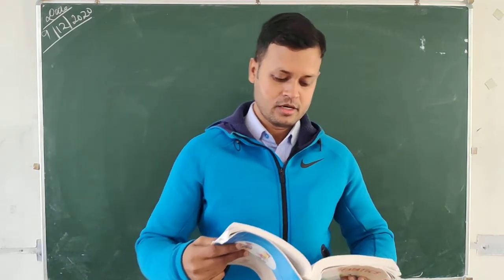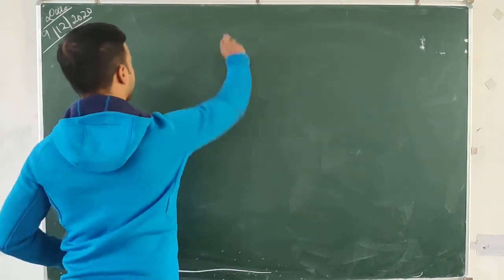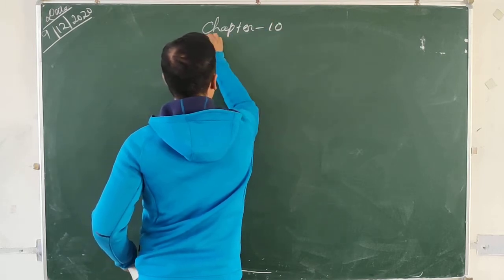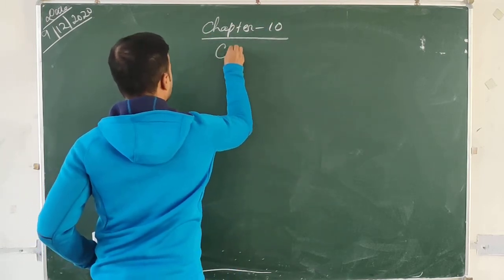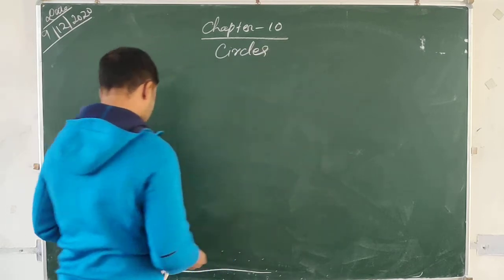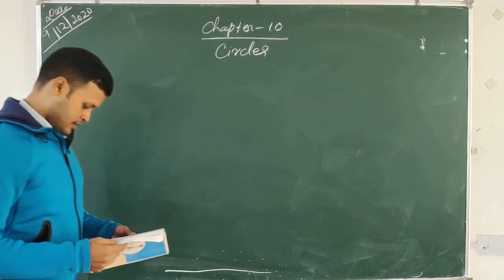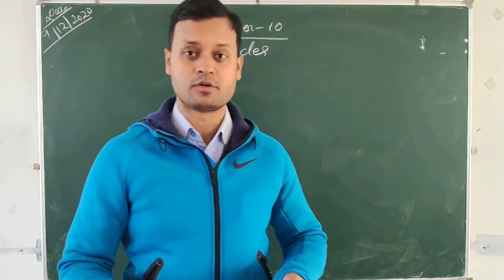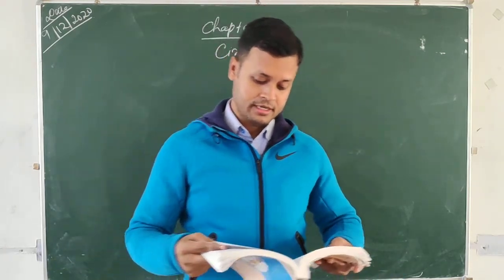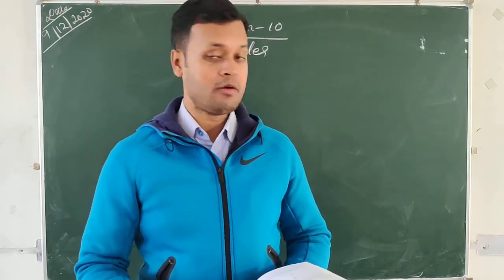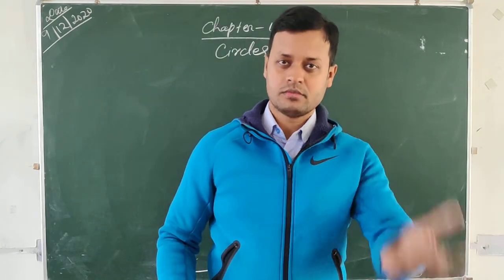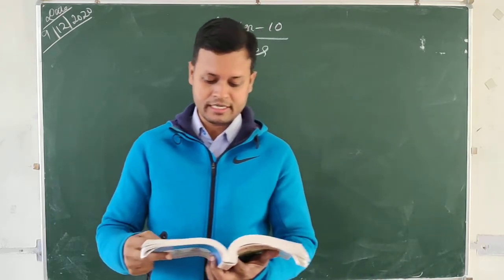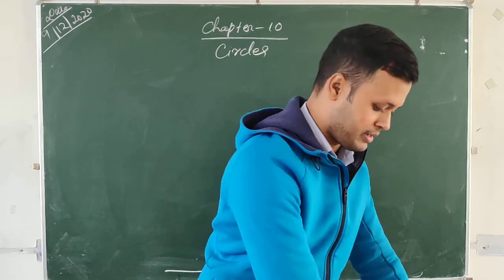So today we'll start chapter 10. That is circles. About various properties of circles we have already come to know. Today we'll discuss a little more, different more advanced types. Whatever we have known till class 9, I hope all of you remember.